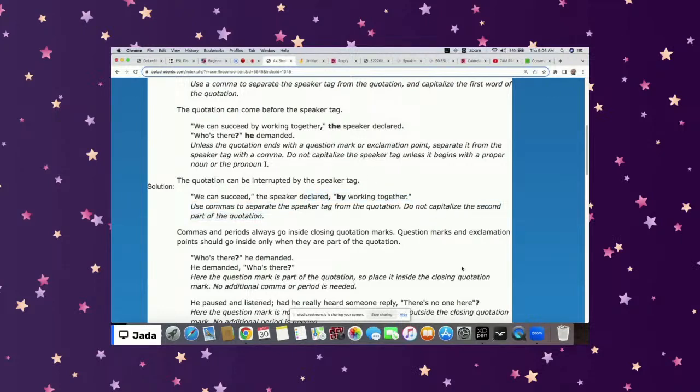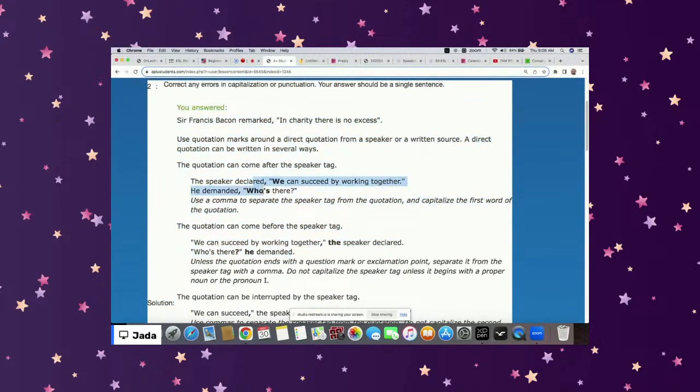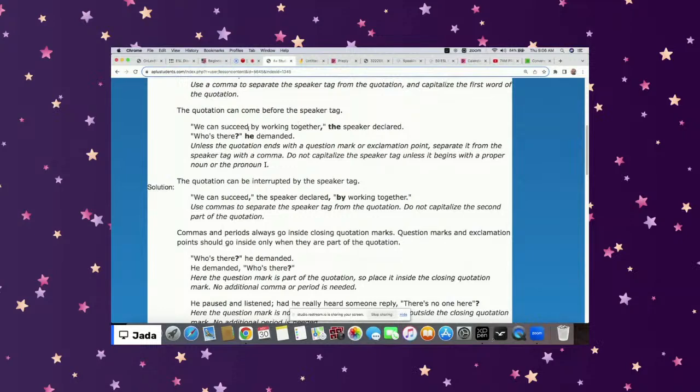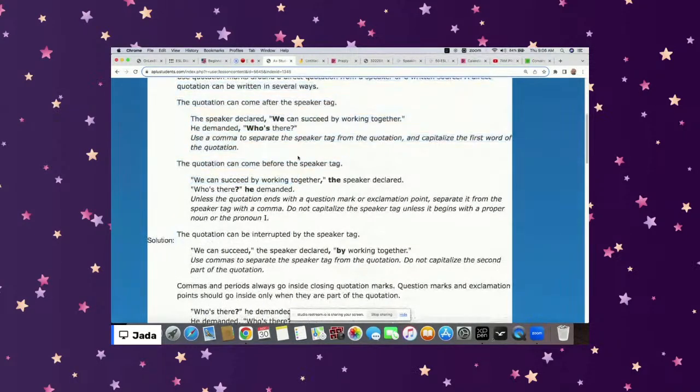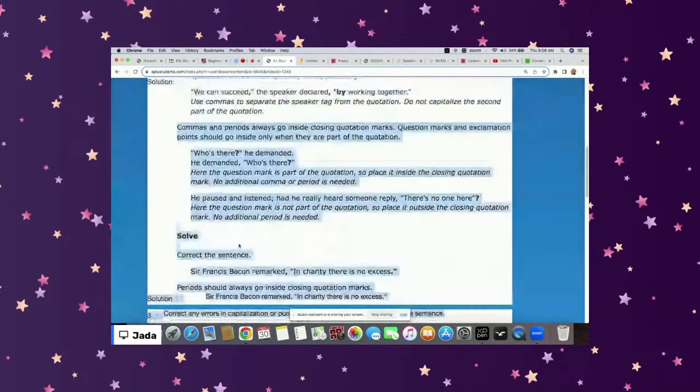Do not capitalize the second part of the quotation. Because it's a continuation of the quotation, you do not have to capitalize it. But if it's like the first one where you have the speaker tag first and then the quotation comes next, then sure, you can capitalize. But if it's separated, if it's divided, like this interrupted one, then you cannot put a capital letter to start the second part of the quotation. Also, commas and periods always go inside closing quotation marks. Like I have said, "Hi everyone."